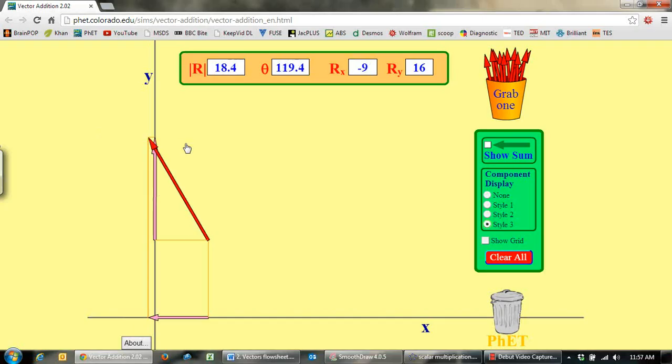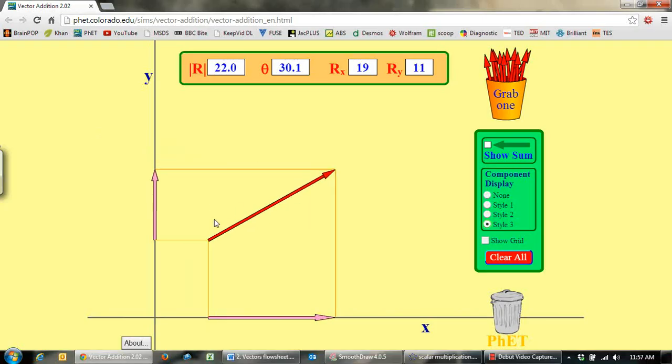It doesn't matter where I go, you can write any vector as the two components added together, this component plus this component. So there we go. I'll just put that back to that one there. It's a bit more obvious.